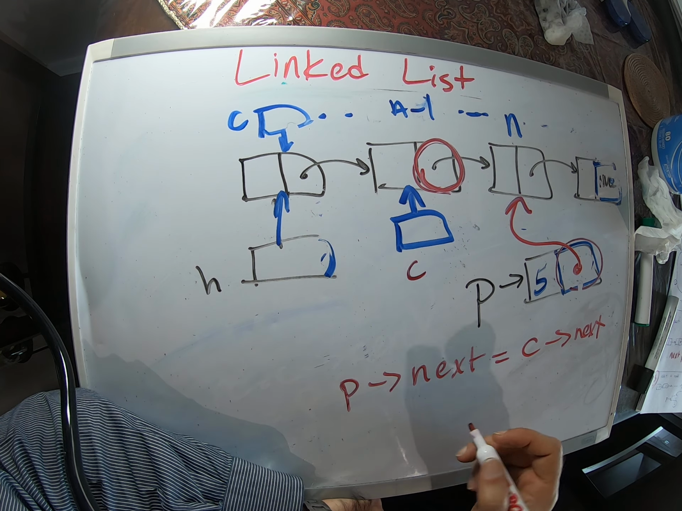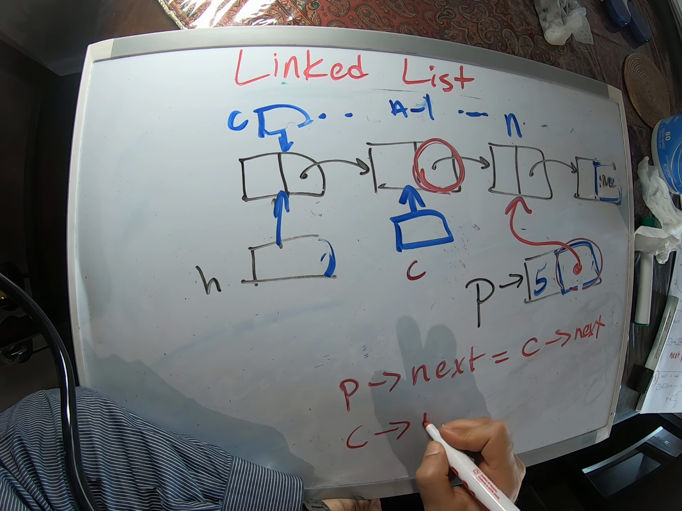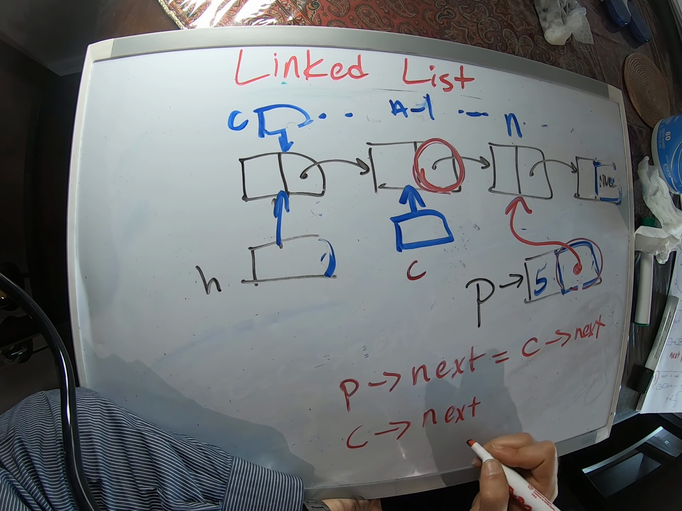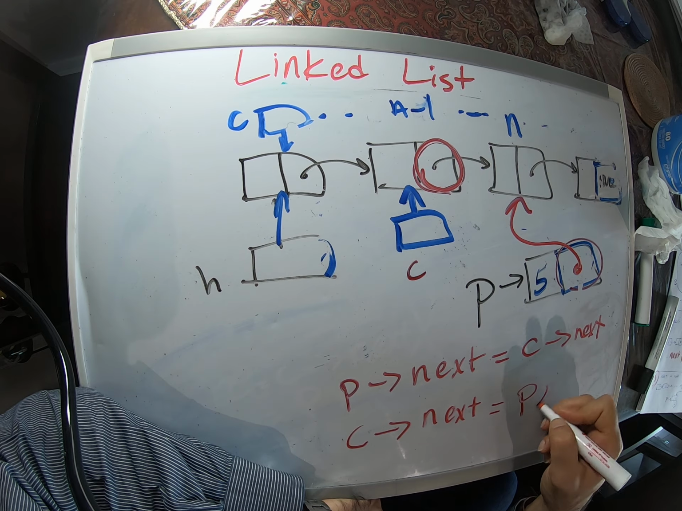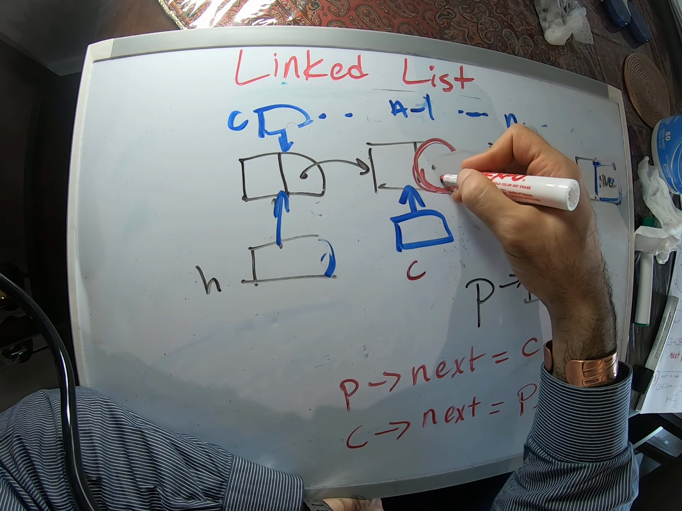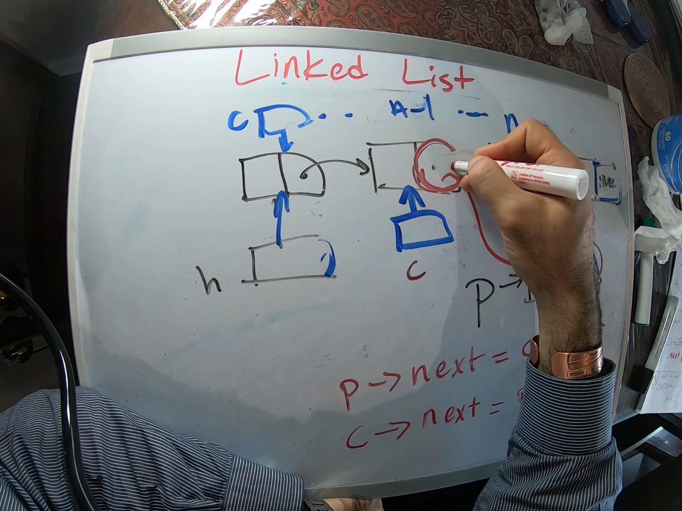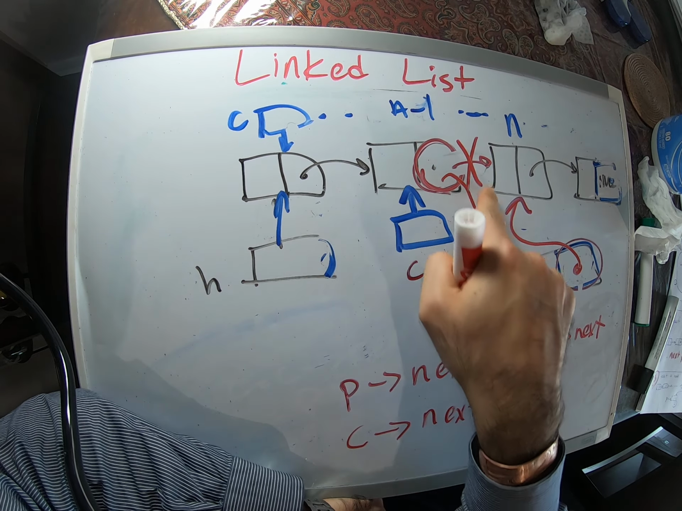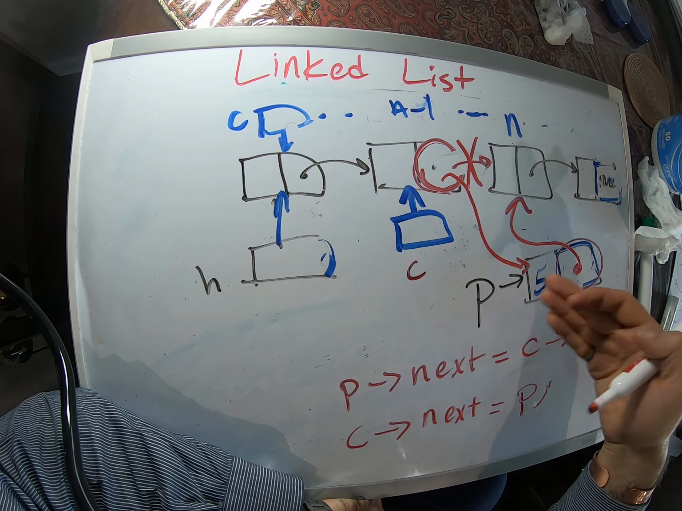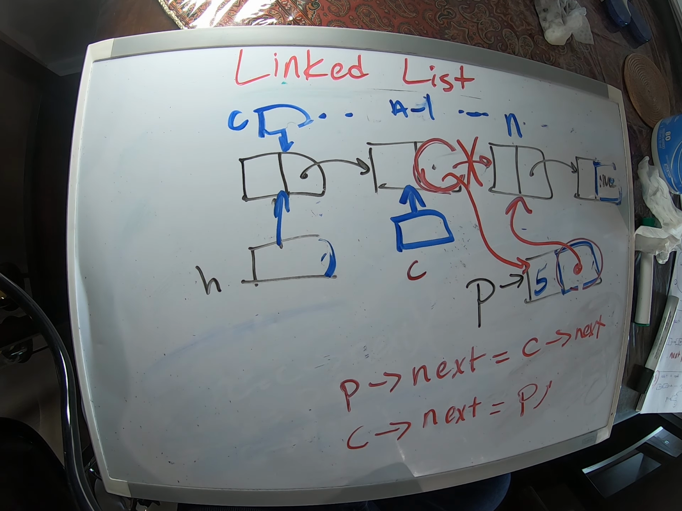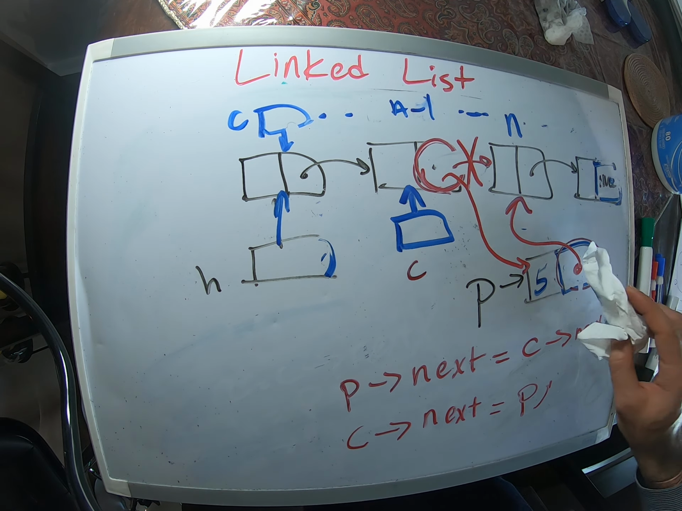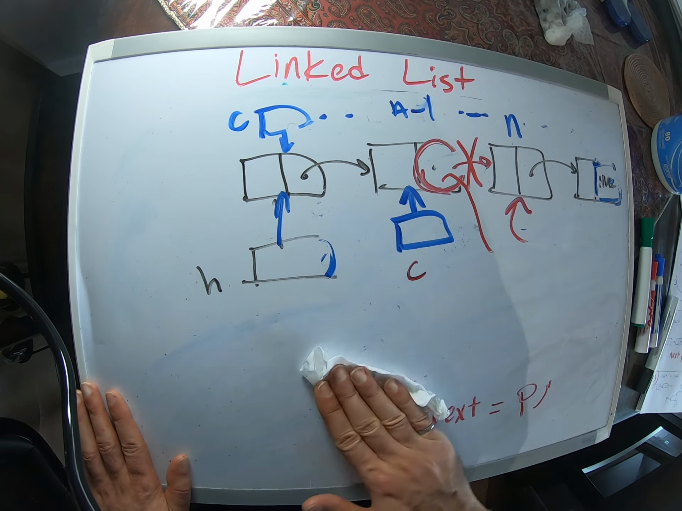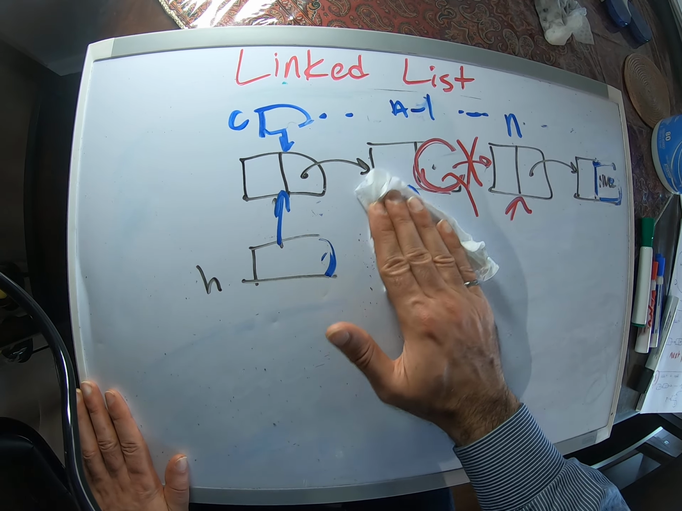So what should I do? c arrow next is equal to p. This is done. It's going to be pointing here. So we inserted a node in the middle of the linked list. That's how it is done. I just wanted to show you that you should consider different cases.